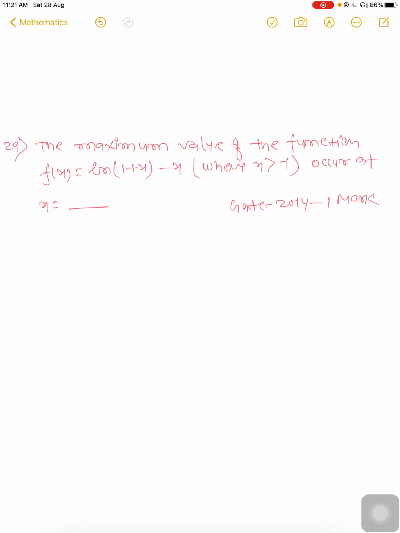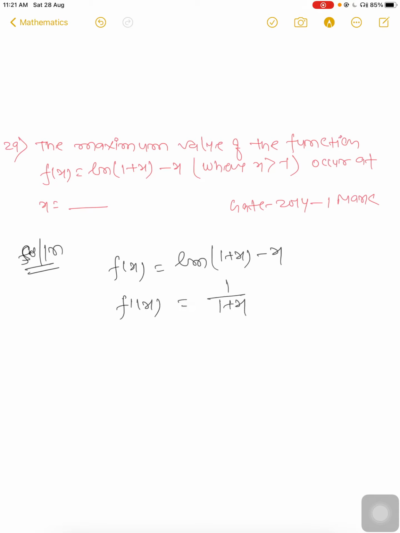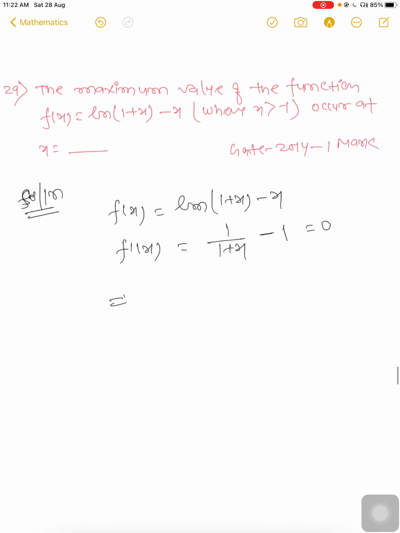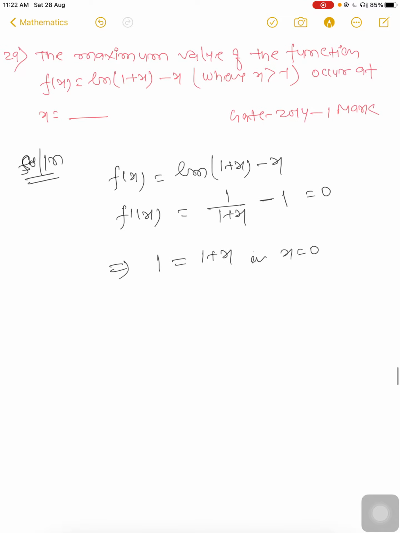Now, where does the maximum value of the function f(x) = ln(1 + x) - x occur? We have to find out where the maximum value occurs. So f(x) is given as ln(1 + x) - x. f'(x) will be 1/(1 + x) - 1 = 0. So you will get 1 = 1 + x, or x = 0.